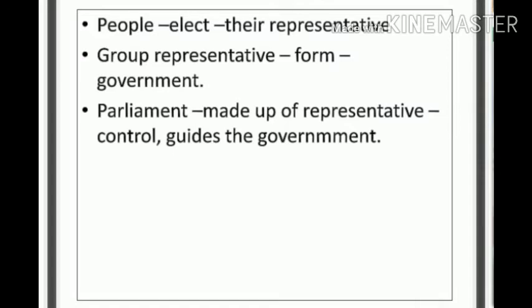Here is one more question in front of us: how does the individual give consent to the government, meaning to permit or to agree to the government? One way of doing so is through elections. People elect their representatives to the parliament, and the group of these elected representatives forms the government. The parliament, which is made up of all the representatives together, controls and guides the government. In this way people form the government and also control it through their chosen representatives.